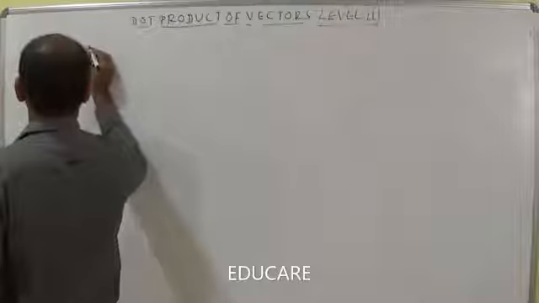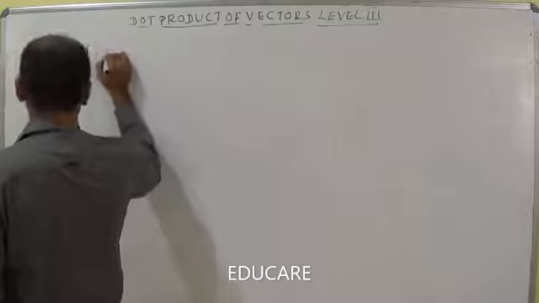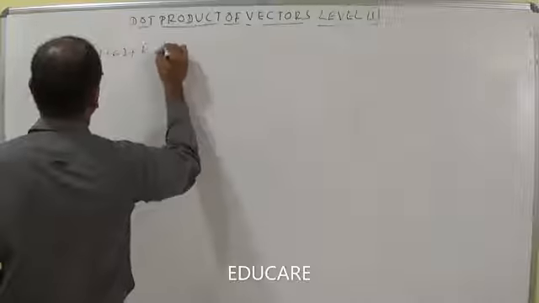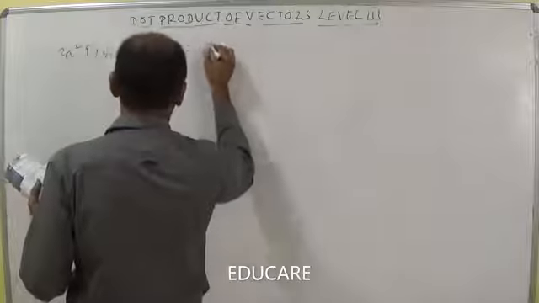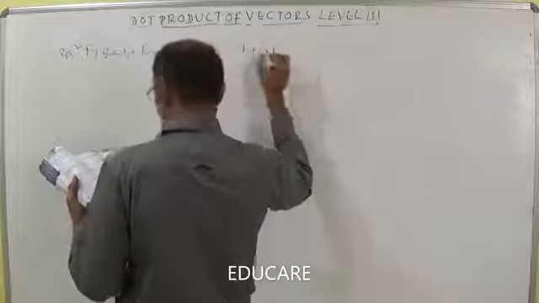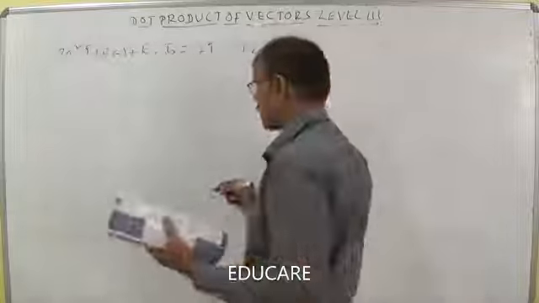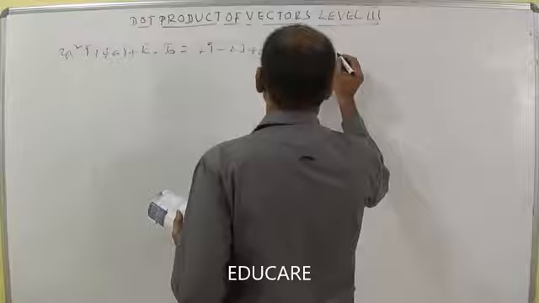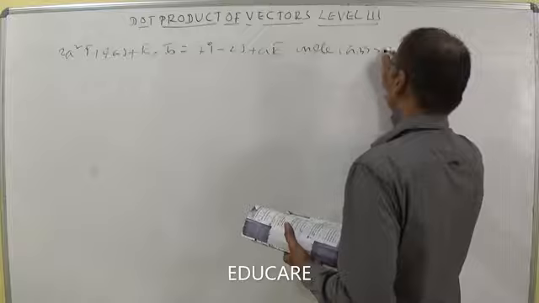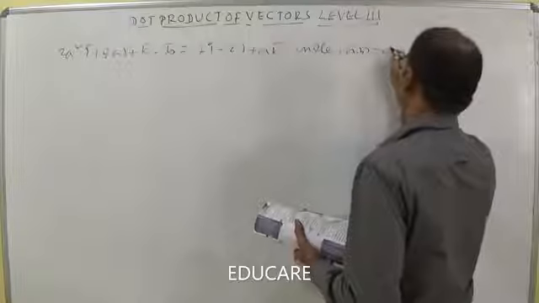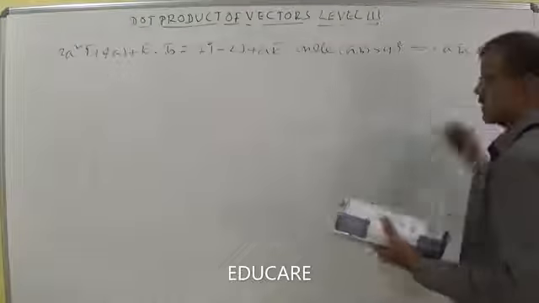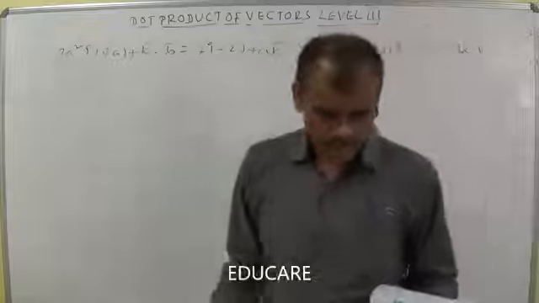A bar is equal to 2a square i plus 4aj plus k bar. B bar is equal to 7i minus 2j plus ak, and the angle is obtuse. So whenever the angle between a and b is greater than 90, you can write it as a bar dot b bar less than 0.